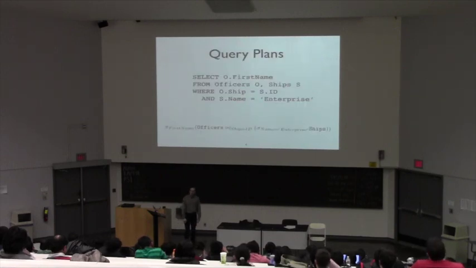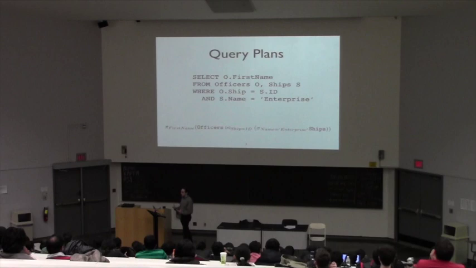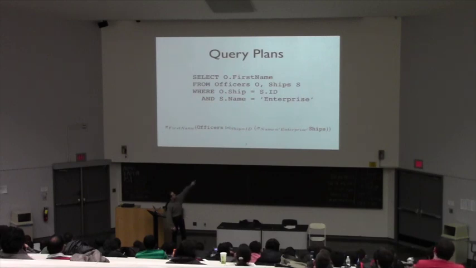Now, I'll occasionally use the word query plan interchangeably with relational algebra expression, because a relational algebra expression is sort of a plan. It tells you how you're going to evaluate a particular expression. Let me give you an example of that. Here I have a SQL query and an equivalent relational algebra expression. Give me the first name of every officer on the USS Enterprise. The equivalent relational algebra expression is to select all of the ships where the name is Enterprise, join that on ship and ID with officers, and then project out the first name attribute.